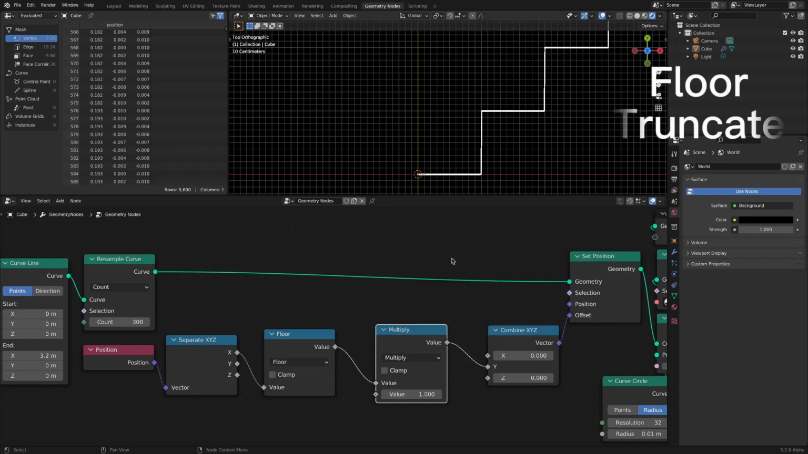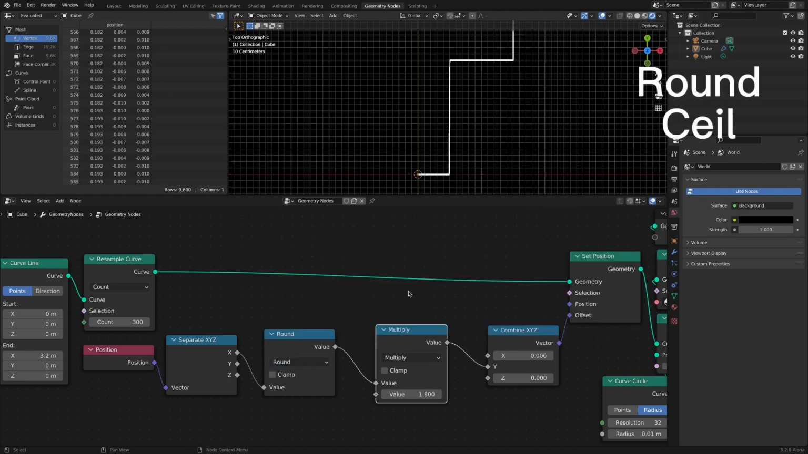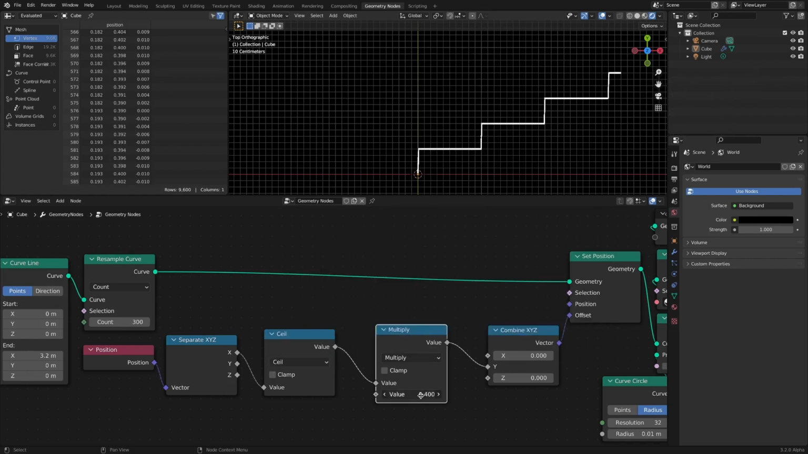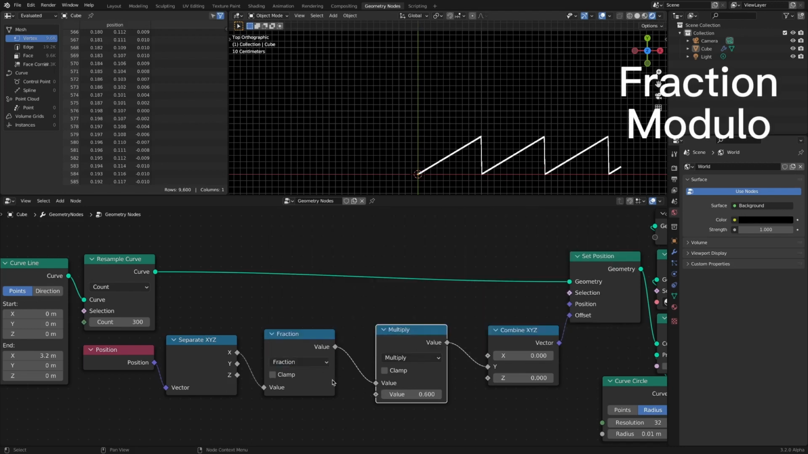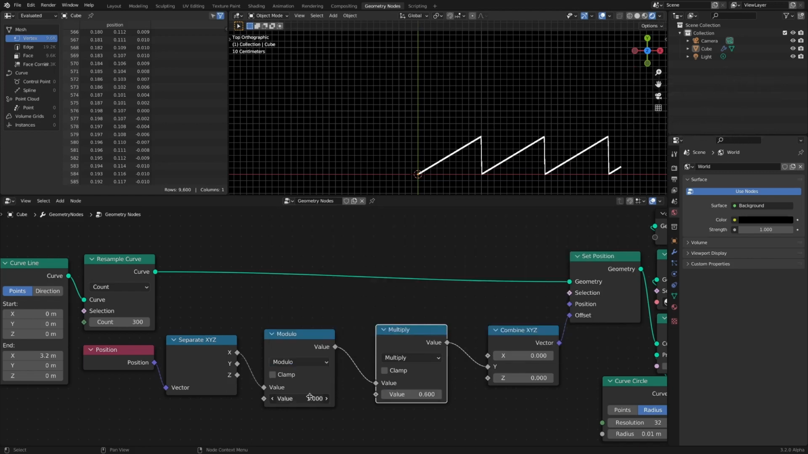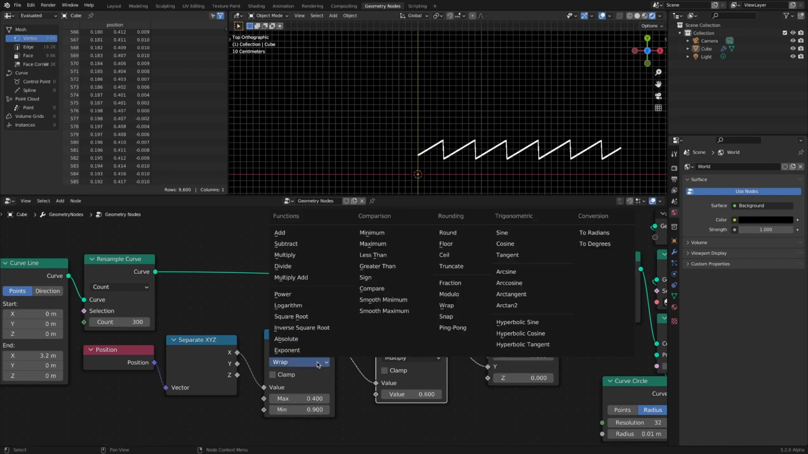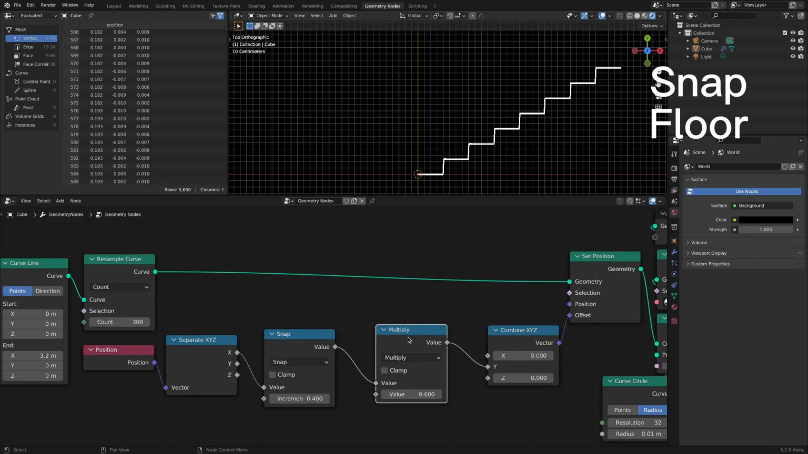In the rounding section, floor and truncate show the same shape. Round and ceil are as follows. Fraction and modulo have the same shape. There is one more option that modulo can control. Wrap. Snap is similar to floor.